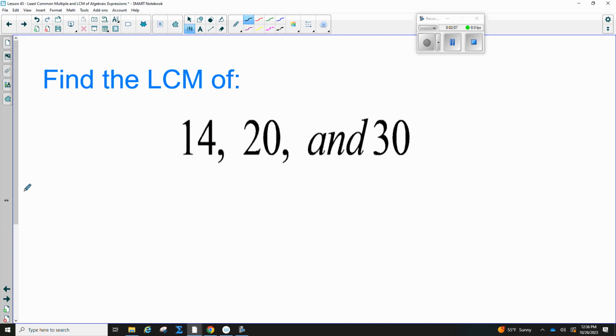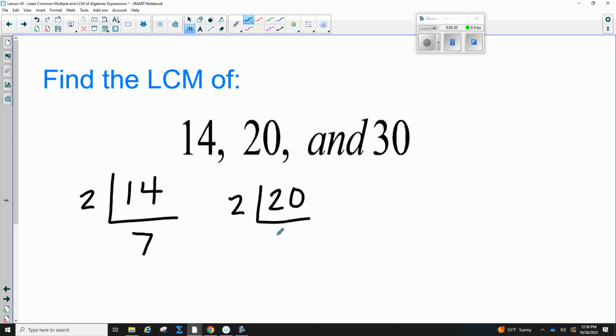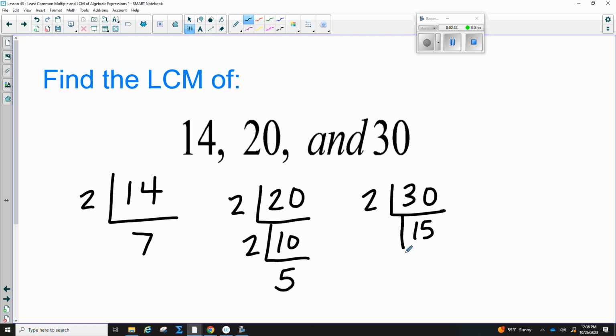So we're going to take each one of these, and we're going to do prime factoring, where you start with 2. All right, 2 goes into 14 7 times. So that one's done. And then we go to 20, and you start with 2. 2 goes into 20 10 times, and 2 goes into 10 5 times. And then you're done. And then we're going to do 30. You start with 2, and 2 goes into 30 15 times. Then 2 doesn't go in, so you go to 3. 3 is the next prime number, right? And 3 goes in 5 times.